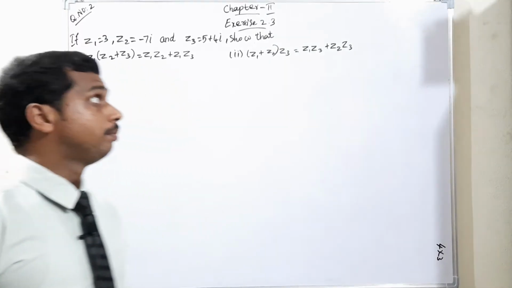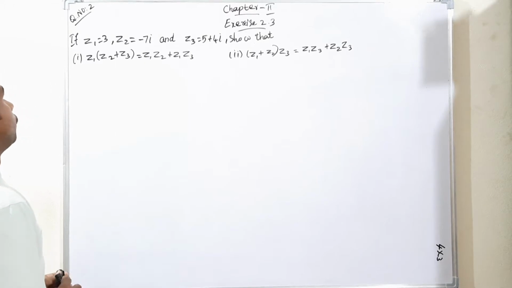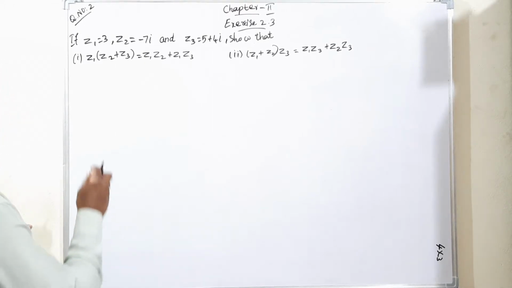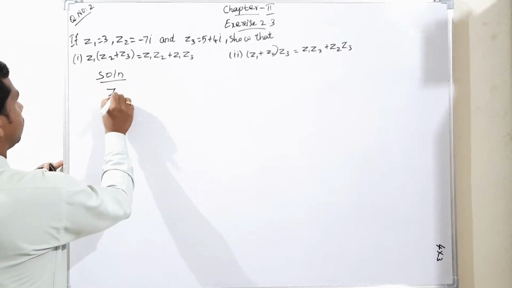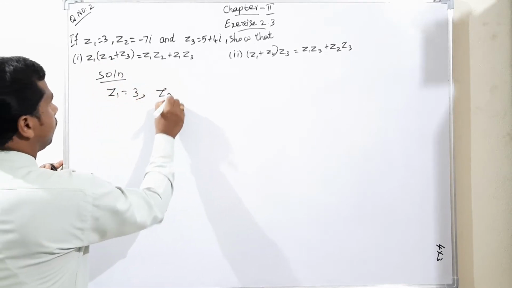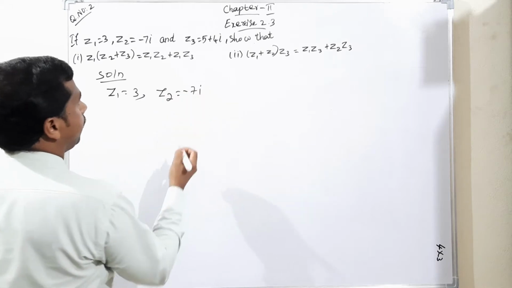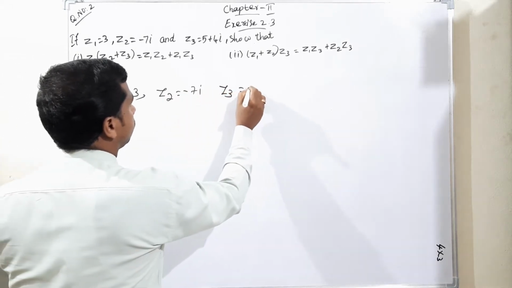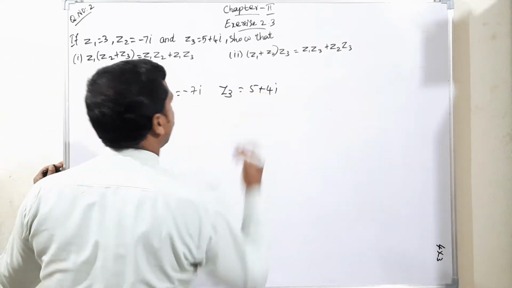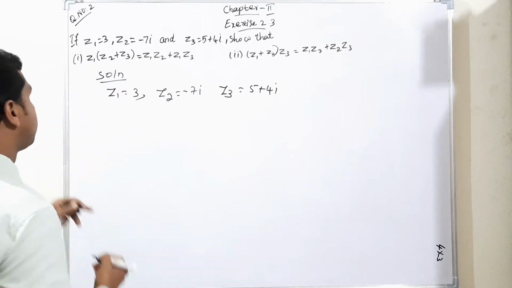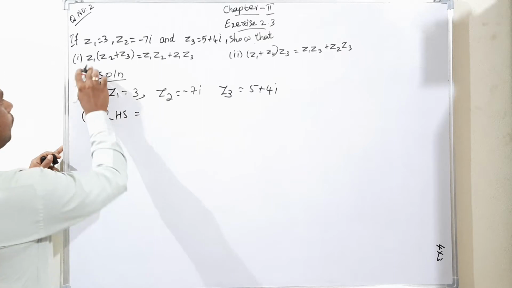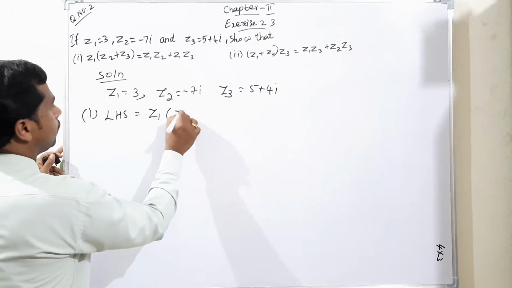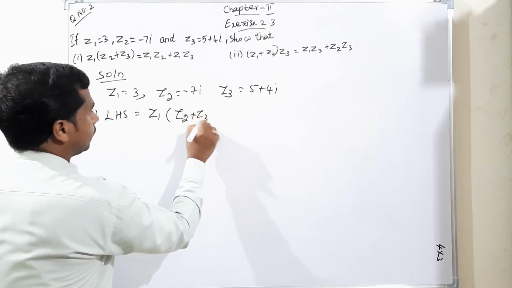Now I am moving to exercise 2.3, question number 2. So what is the question? Given the condition Z1 is equal to 3, Z2 is equal to minus 7i, and Z3 is equal to 5 plus 4i. Now show that, subdivision 1, LHS is equal to, what is the term actually? Z1 into Z2 plus Z3.